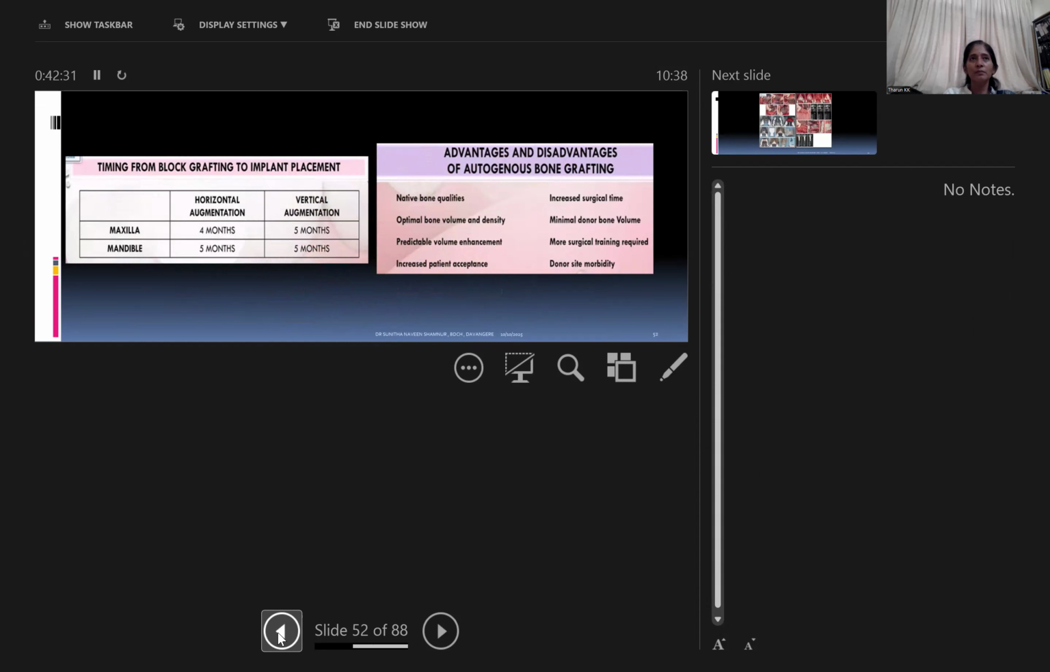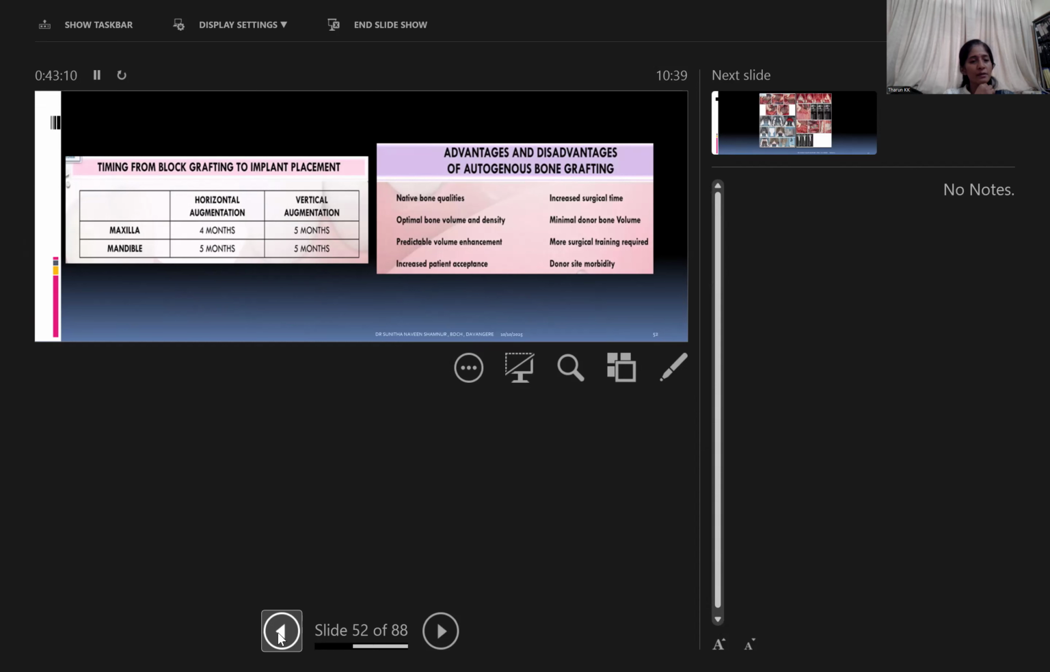Now we have learned about the different augmentation techniques. So when do you want to place the implants? Do you place it immediately following the augmentation or after the augmentation? For this, you have a nice chart given here. If you're doing a horizontal augmentation for the maxilla, a minimum of 4 months is mandatory for the turnover of your bone graft into your native bone. 4 to 5 months or even 5 to 6 months is beautiful.